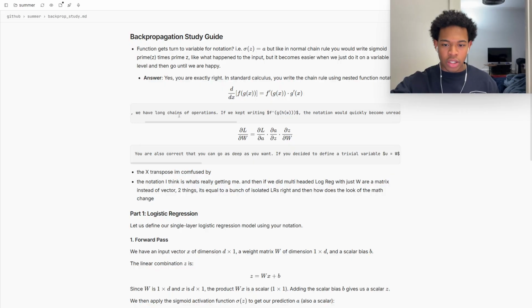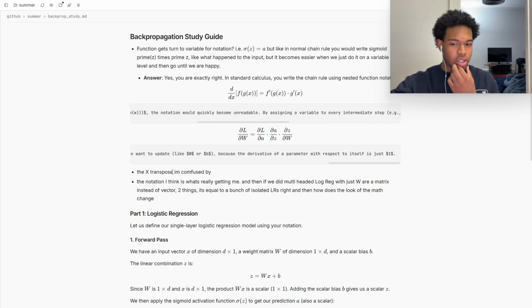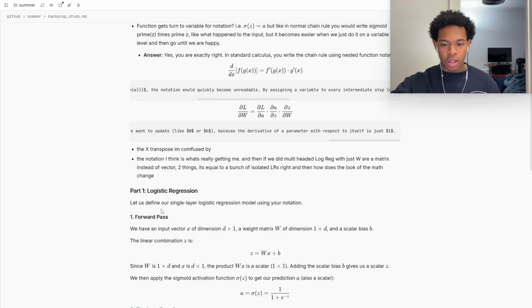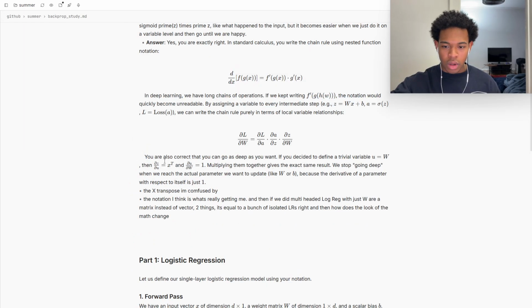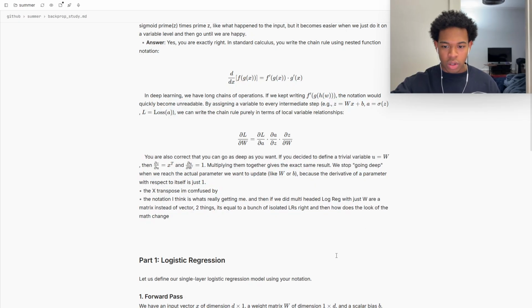In deep learning, we have long chains of operations. If we kept writing, of course, the notation would quickly become unreadable. By assigning a variable for every intermediate step, we can write the chain rule purely in terms of local variable relationships. Yes, you are correct that you can go as deep as you want. I think going as deep as I want is not really useful because you can only go one step further. So I think that was just glaze. Yeah, where's the X transpose? You're correct that if you can go as deep as you want, define a trivial variable u equals w, then what?